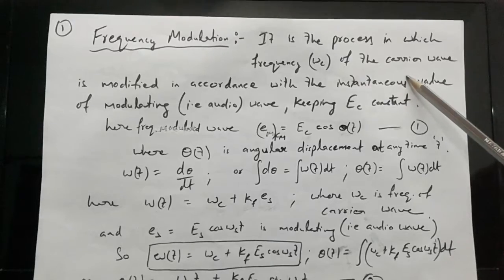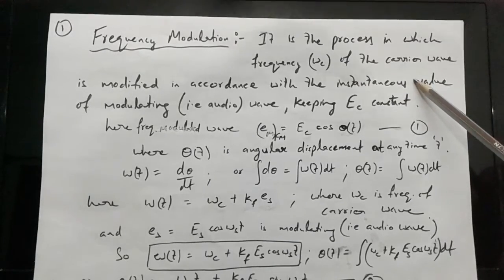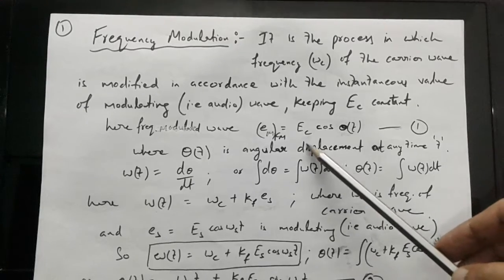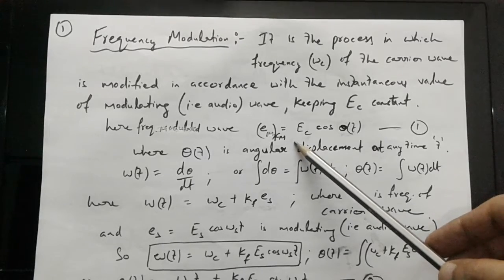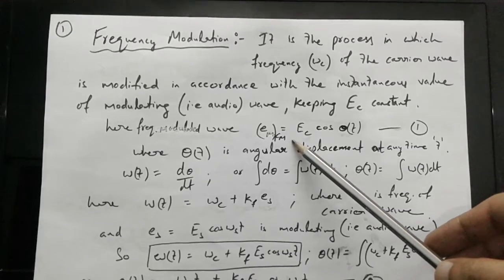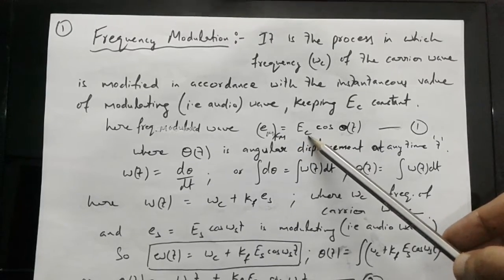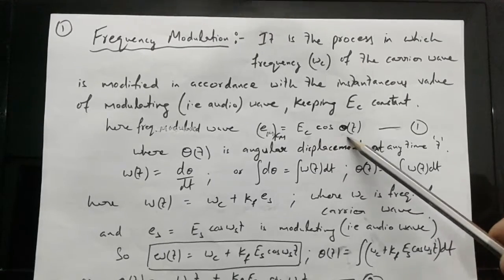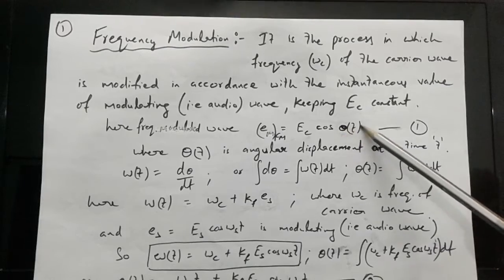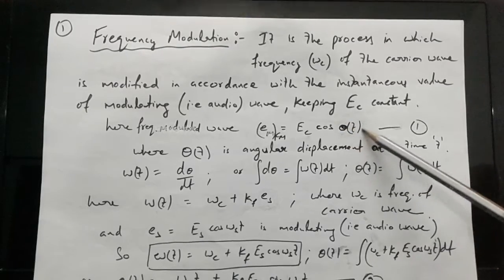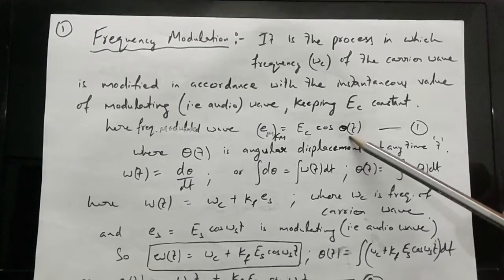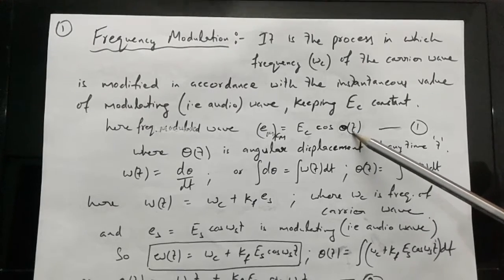So, how do we achieve this? You can see that this equation 1 shows a frequency modulated signal equation, in which the amplitude remains the same as that of the carrier wave, but the modification will be in the angular displacement part, that is theta t, in which we have frequency and the phase.